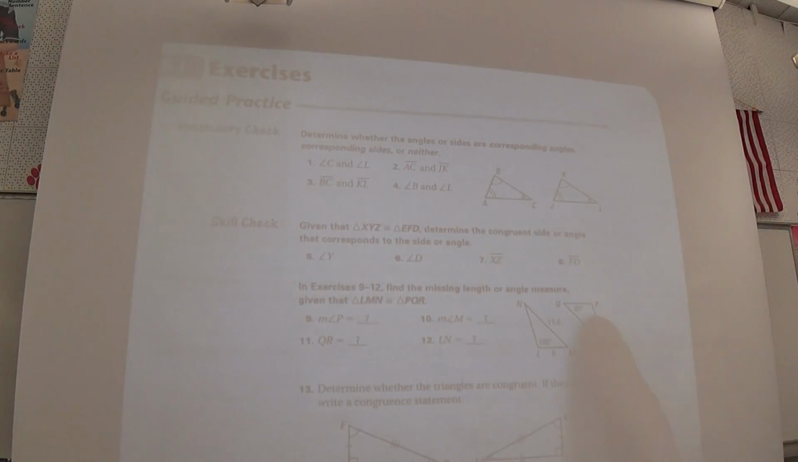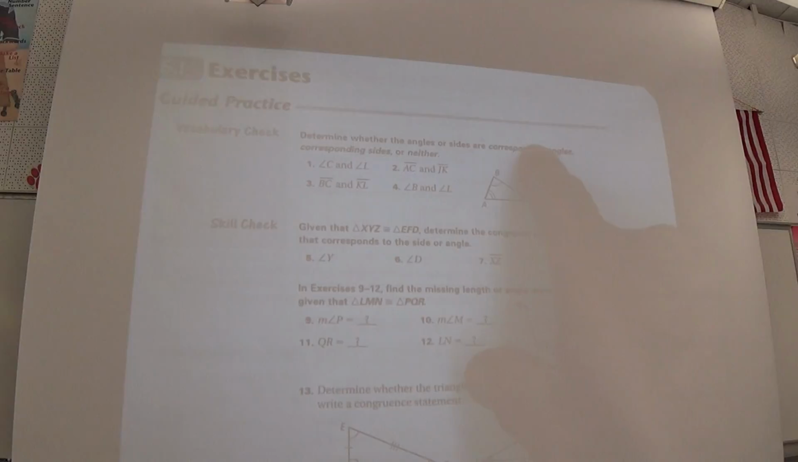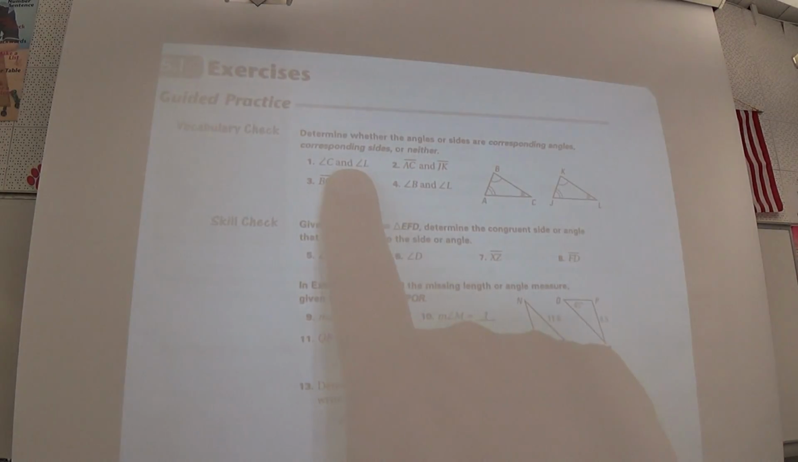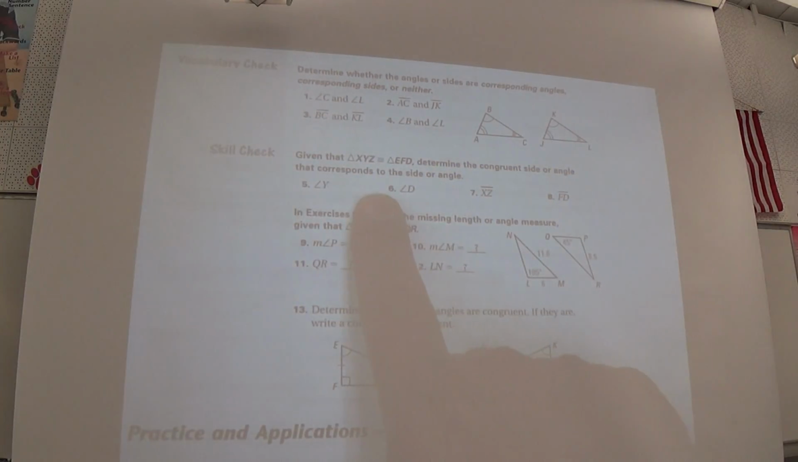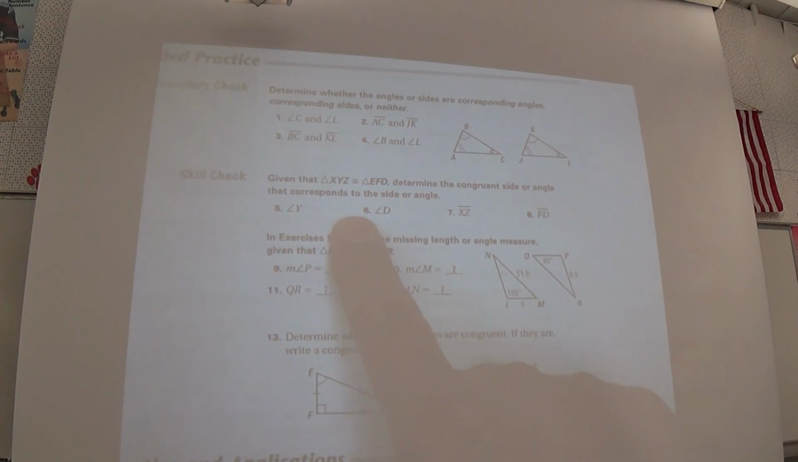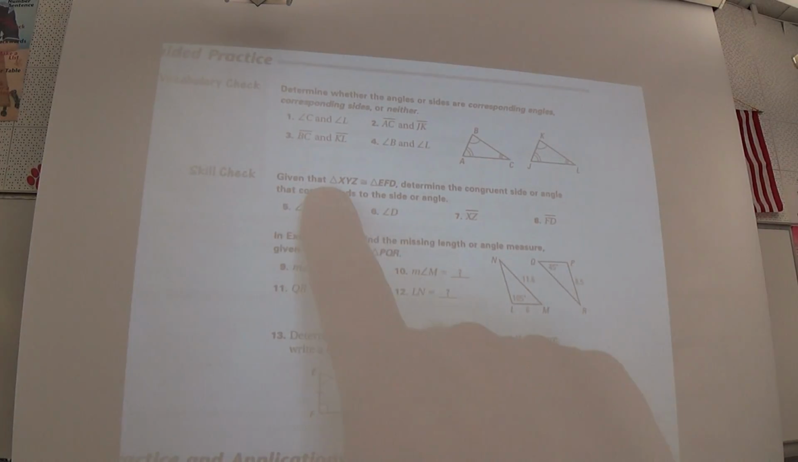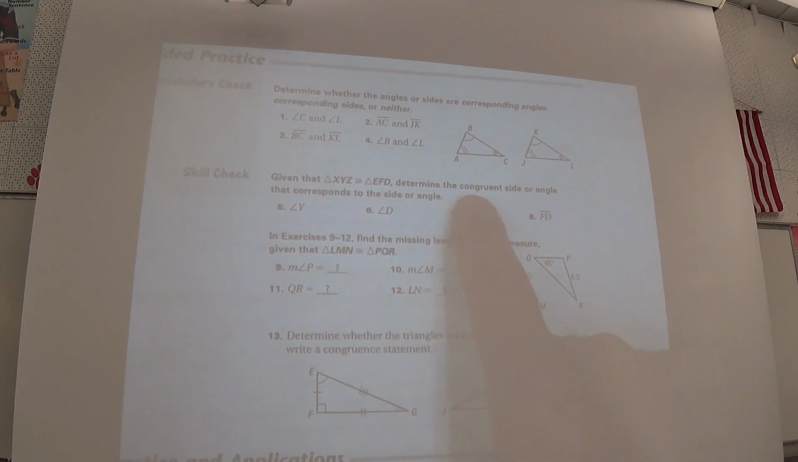Because if this triangle is turned, I'm not necessarily talking about the angle here, I could be talking about the angle up here. If it's rotated, okay? So be careful how that's listed. You just need to determine whether or not they're corresponding angles, sides, or neither. If you look at this part, they're giving you that these two triangles are congruent, and it says determine by using this statement whether or not these are congruent sides or angles that correspond to the side or angle.